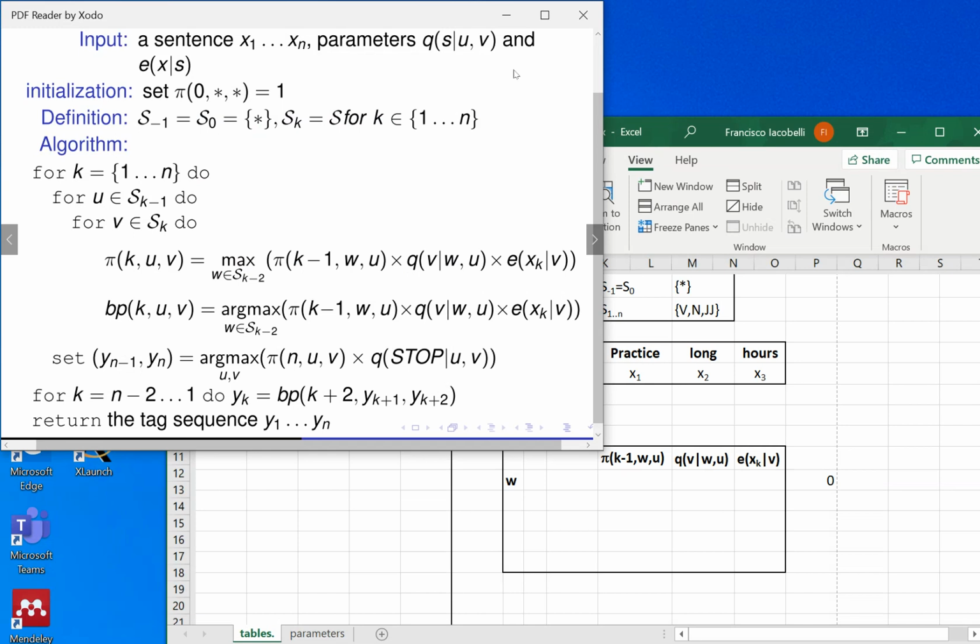Okay, today I'm going to discuss the Viterbi algorithm for tagging sentences, meaning for putting the part of speech of different sentences. This is the algorithm right here.